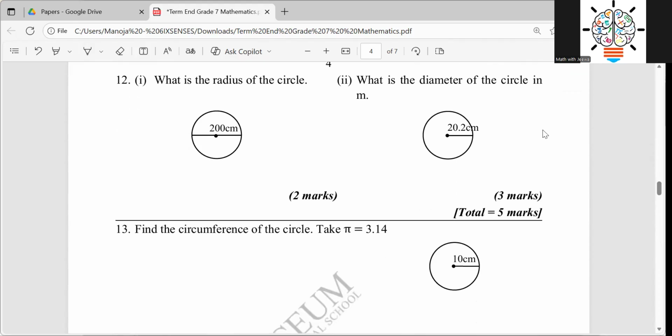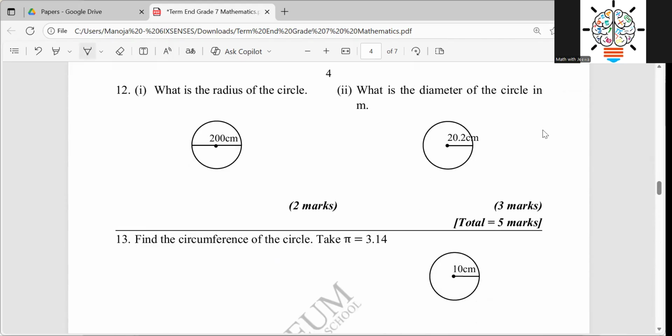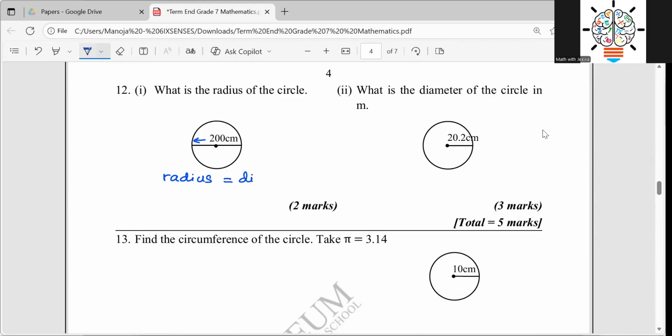Here, what is the radius of the circle? Now, they have given the diameter, right? First of all, you want to understand the radius is equal to diameter divided by 2, right? And then you write 200 centimeters, you divide by 2, then the final answer here is 100 centimeters.